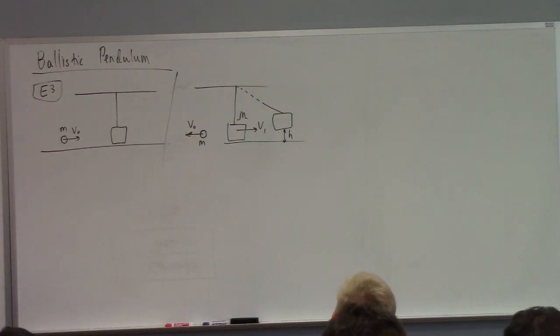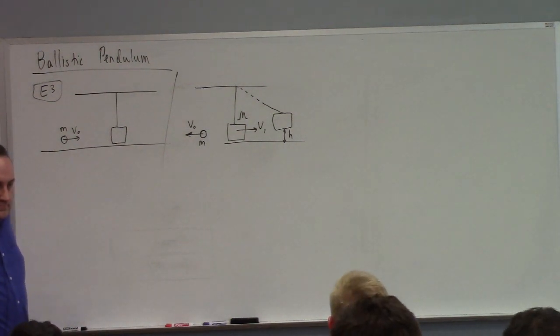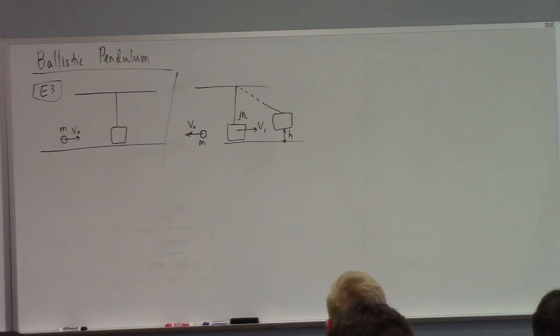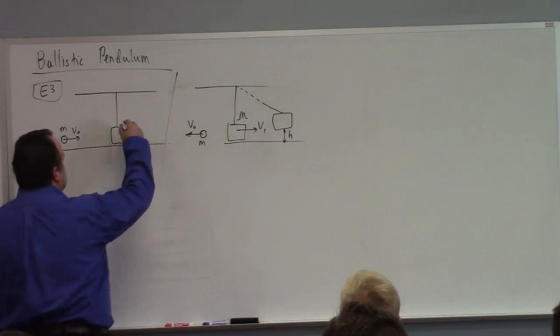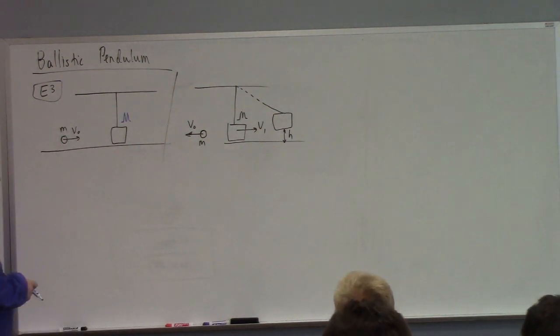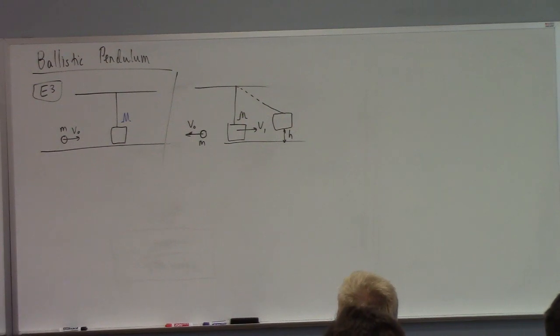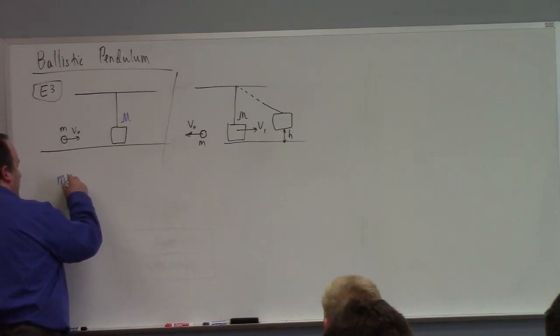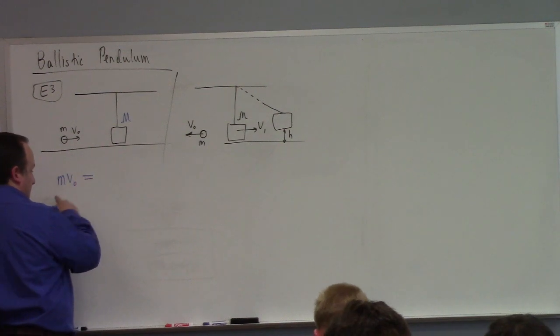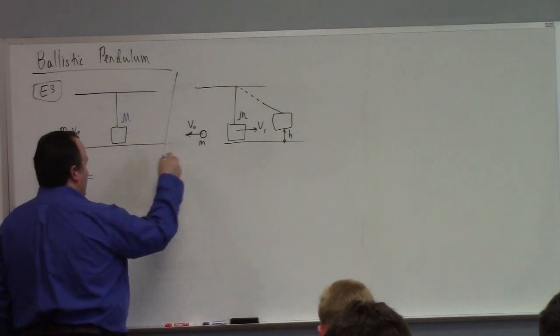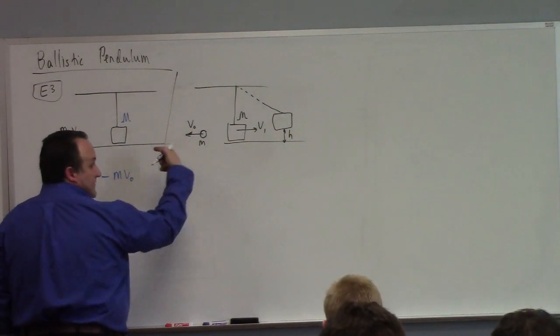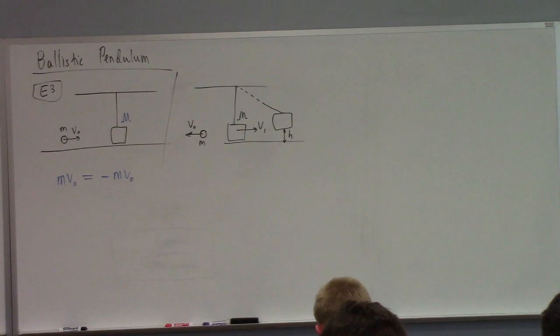But would the momentum of the block be zero if the magnitude of the momentum of the bullet is the same on the way back as it is on the way out? Wouldn't all the momentum go back with the bullet? Nope. So here's the deal. We have mv naught as the initial momentum, right? The final momentum is what? It is minus mv naught because it's going the opposite direction, right? Momentum is a vector quantity. So we're treating it one-dimensionally here because we can.